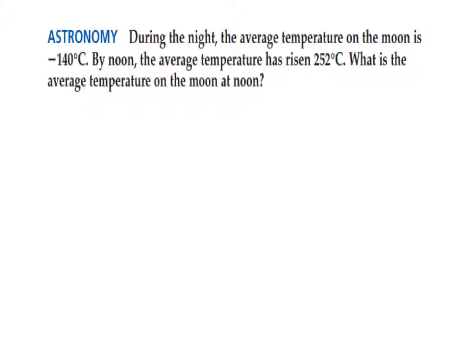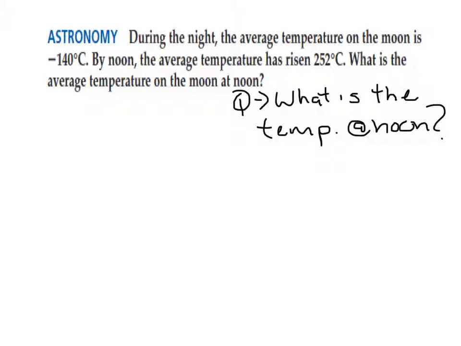In this slide we have a word problem. It's astronomy. During the night, the average temperature on the moon is a negative 140 degrees Celsius. By noon, the average temperature has risen 252 degrees Celsius. What is the average temperature on the moon at noon? Reading the problem, I notice that the question being asked is, what is the temperature at noon?